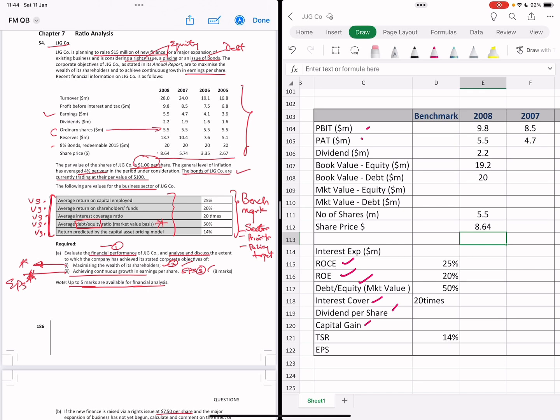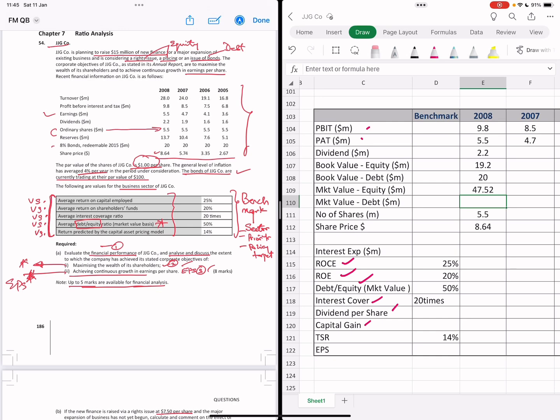8.64 for 2008. Now let's get the market value of equity, which will be share price multiplied by the number of shares. So we have that as the market value of equity. And market value of debt is going to be the number of debt multiplied by the market price of the debt. In these questions, we have been told that the bond is trading at par, which means the book value will be the same as the market value. So in that case, it makes life easy for us.